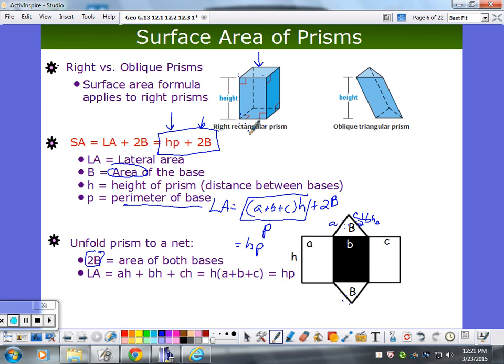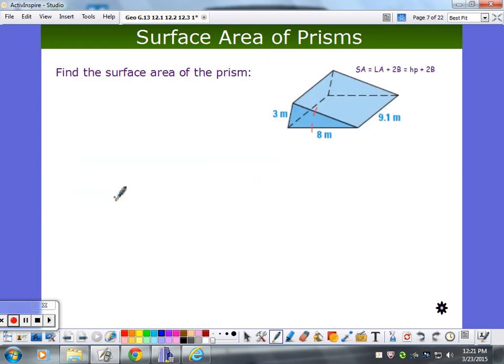Okay? P represents perimeter of the base. And uppercase B represents the area of the base. So if you want to find surface area of any prism, HP plus 2B. If you just want lateral area, HP. So look at this example.